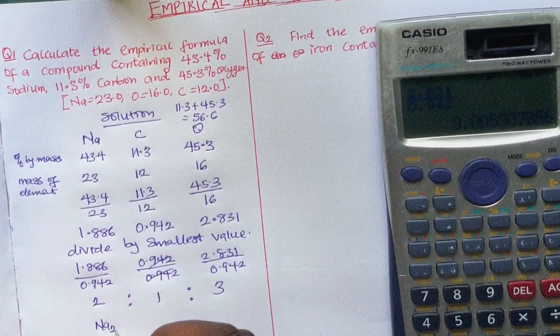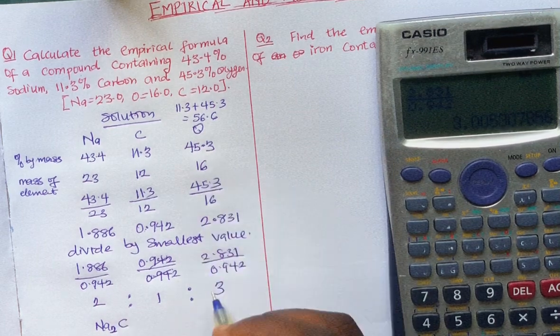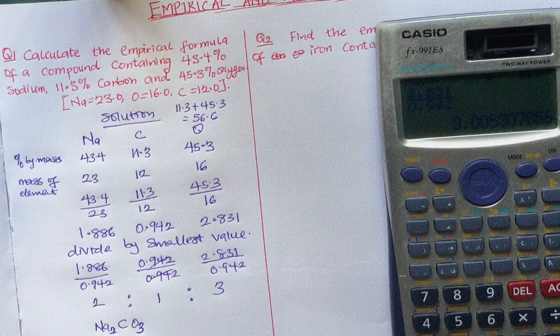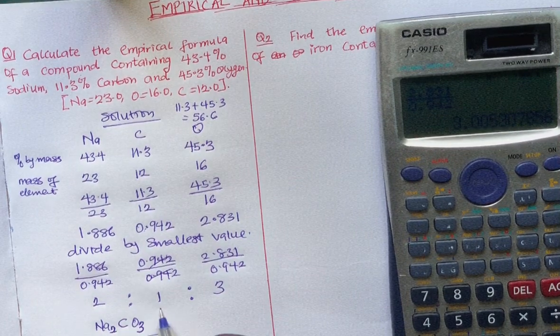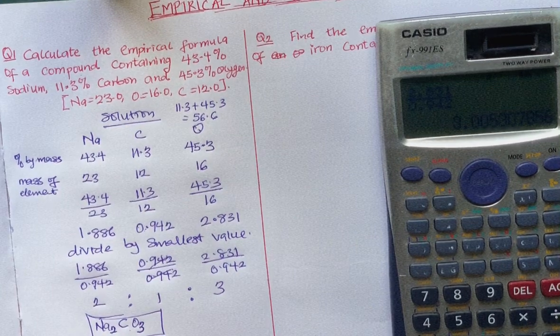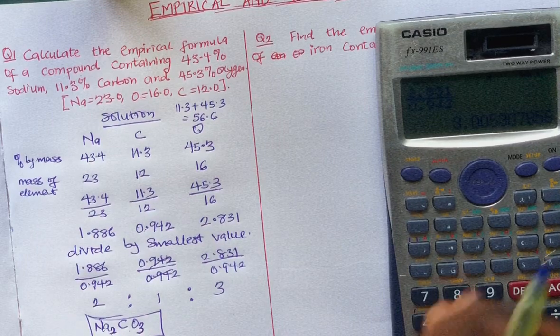So in this case, sodium gives us Na2, which is the simplest ratio for sodium. Carbon multiplied by 1 gives us 1 carbon, and also O3. So this is sodium carbonate, Na2CO3. This is the empirical formula of this compound. It shows the smallest ratio, 2 to 1 to 3, of each element present in sodium carbonate.